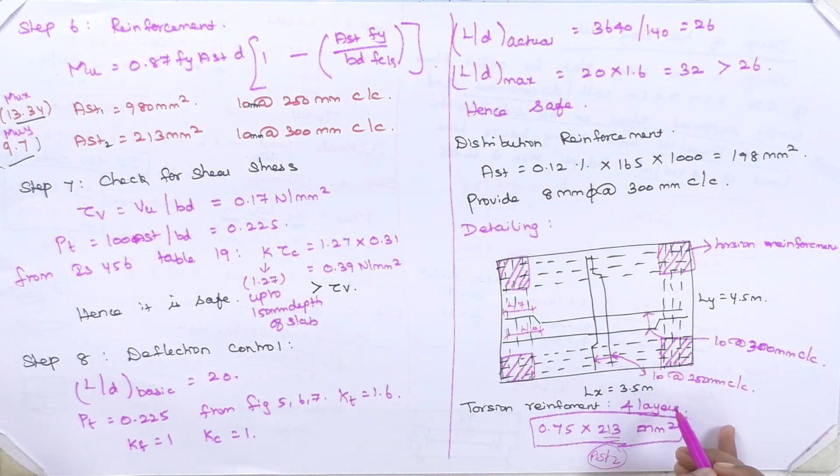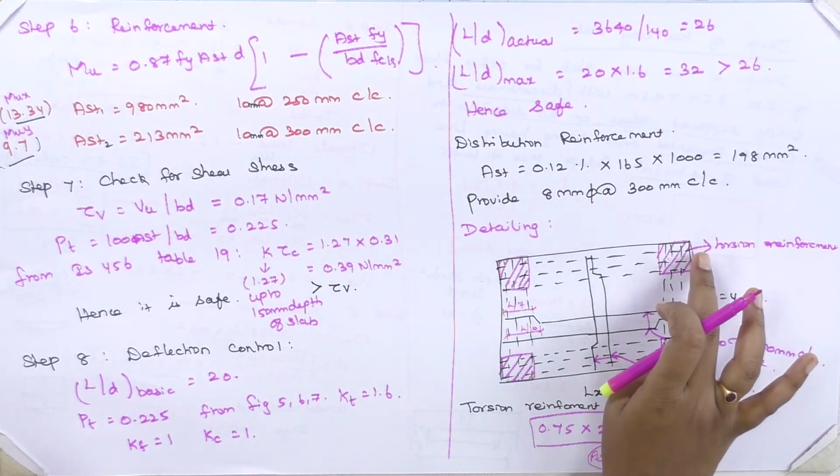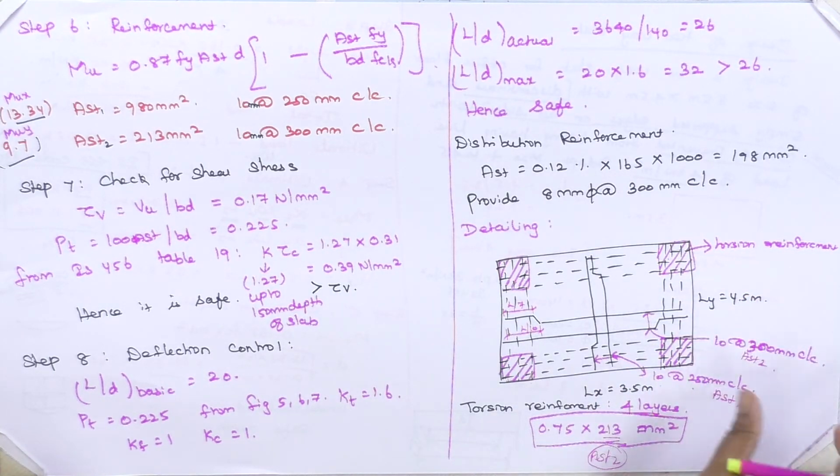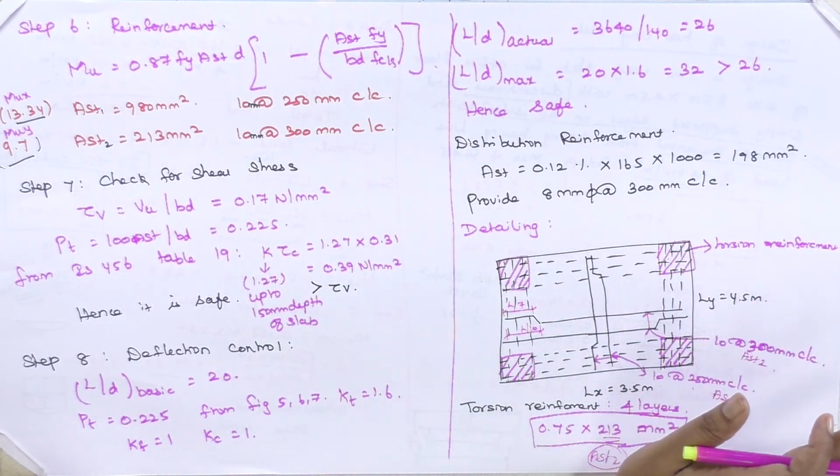So this is your main reinforcement, that is 10 at 250 mm. This is for AST1. Then 10 at 300 mm, this is for AST2. This is for the Y direction. This is for the X direction. Okay. These are some of the procedures for how to design slabs.